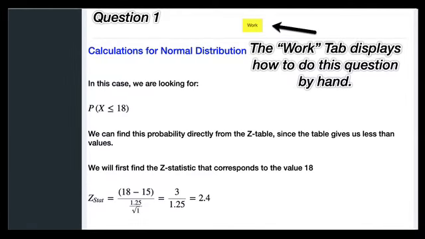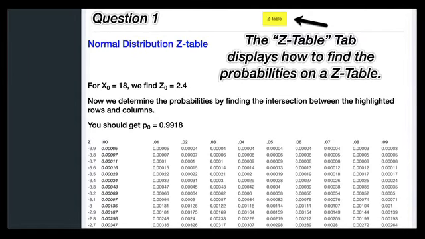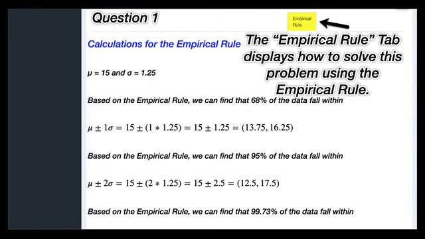Now, the Work tab will display how to do this question by hand. The Z-Table tab will show you how to find the probabilities on a Z-table. And the Empirical Rule tab will display how to solve this problem using the empirical rule.